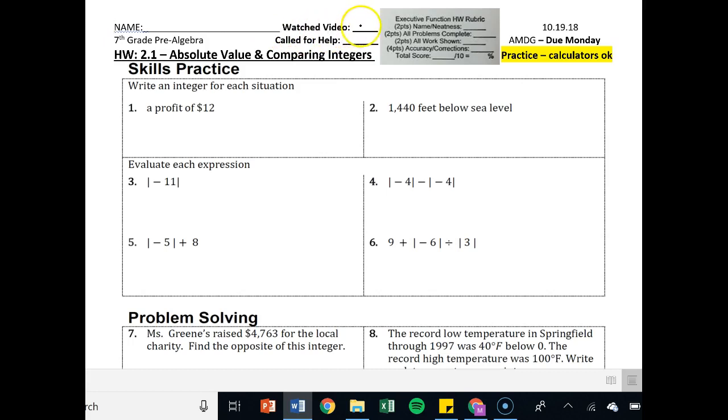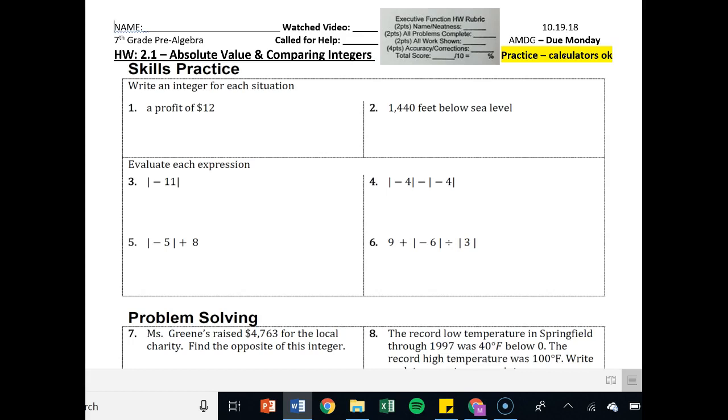If you've watched the video, you may go ahead and check this. If you call me for help on any problems, you may also check that. Remember, your end of unit grade in your packet will be based on how many times you've done that. So if this is due Monday, you may use calculators, but you have to show all work.